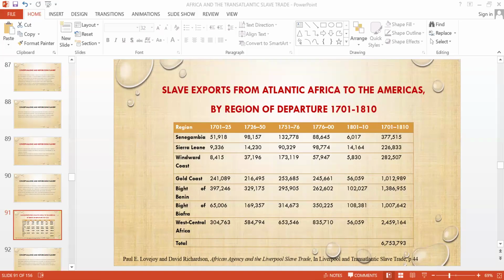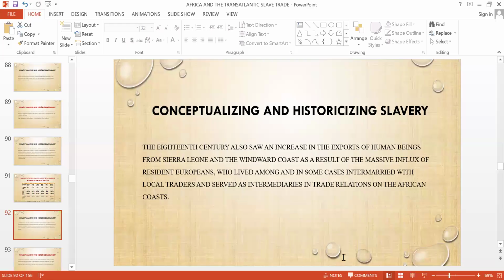by 1810, for instance, only Senegambia supplied 377,515 slaves. Sierra Leone, beginning from 1701, had supplied 9,336, and by 1810, it had increased to 226,833. And looking at figures like that will tell you the nature of this obnoxious slave trade and the dynamics of it, particularly among Africans.